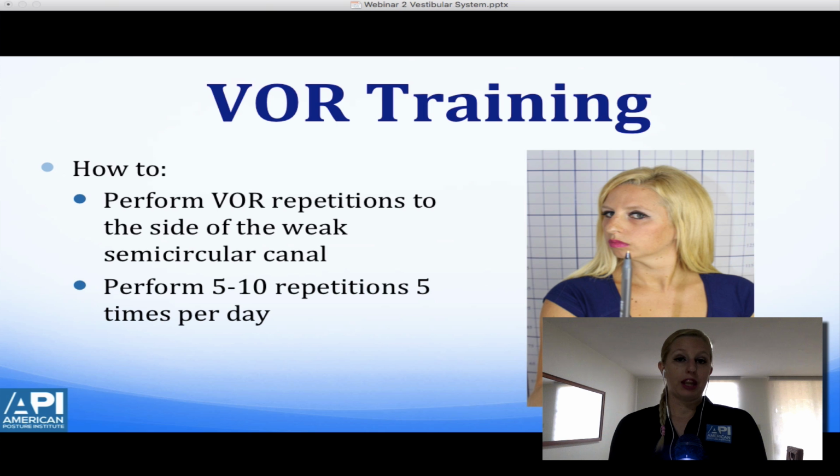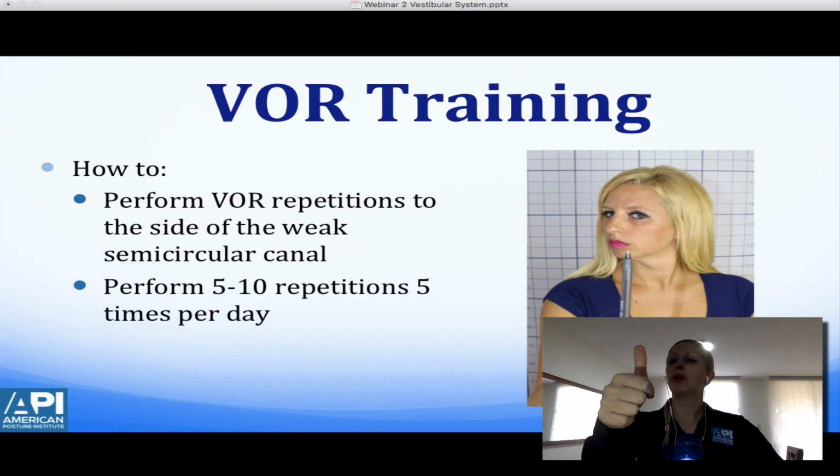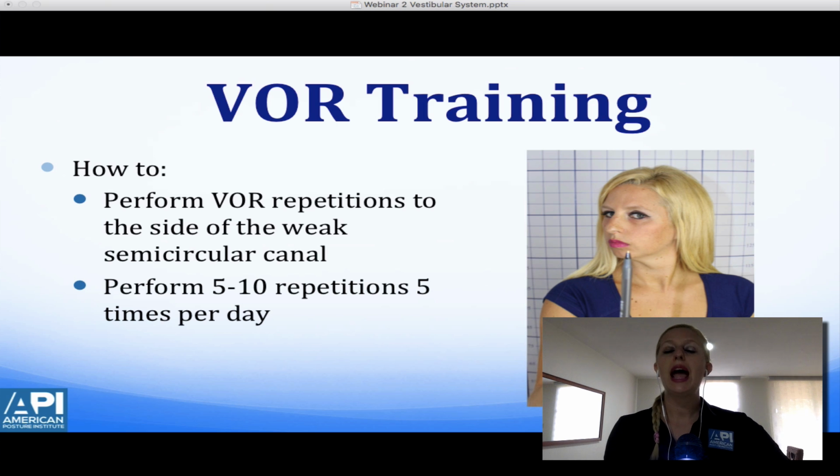And then the next thing that the patient needs to work on is VOR training. So you went through and tested each of their semicircular canals with the VOR testing. If you found, for example, a saccade of the eyes or a nystagmus with the right horizontal canal, then that indicates that the right horizontal canal is in fact dysfunctional, and we want to build neuroplasticity of that system.